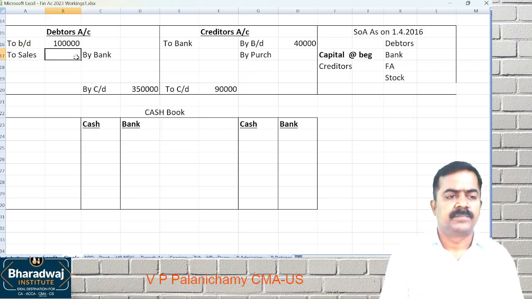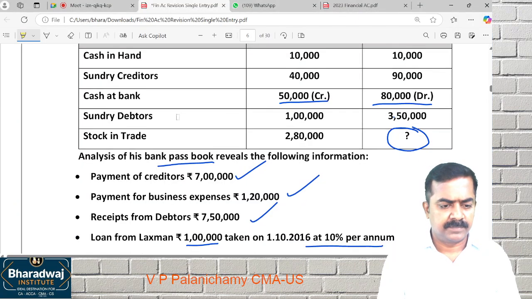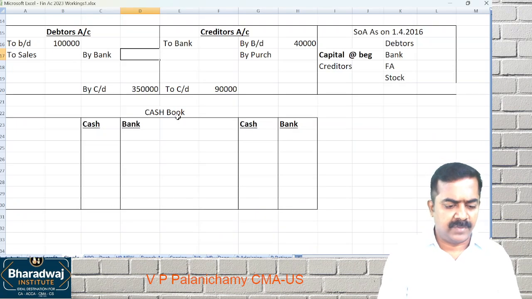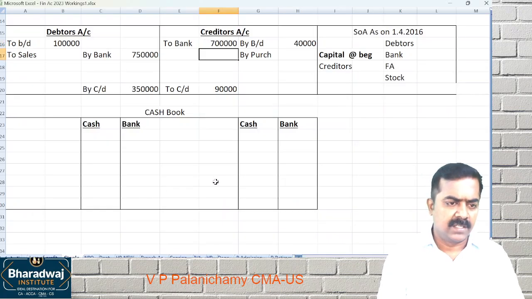Then collected from debtors, 7,50,000 by bank. Paid to creditors out of the bank account is 7 lakhs. To cash, we will pay separately.